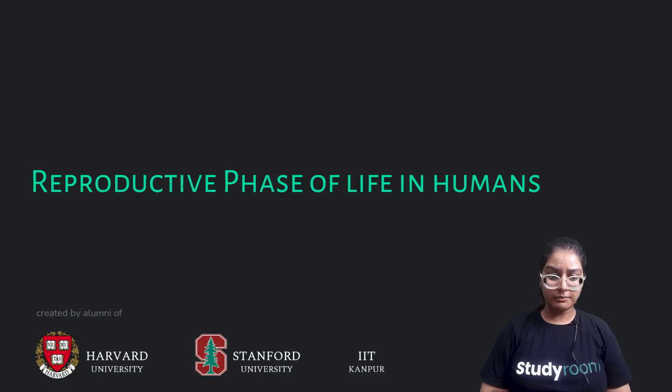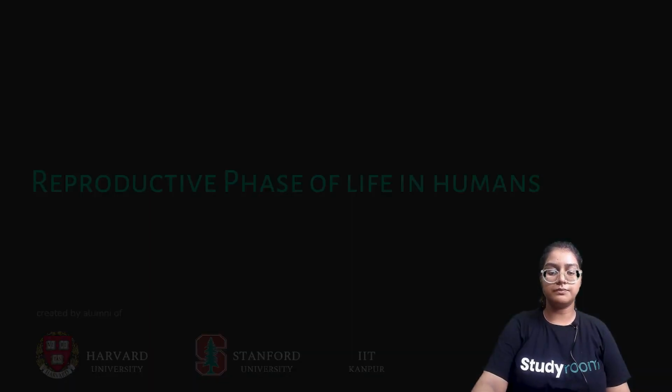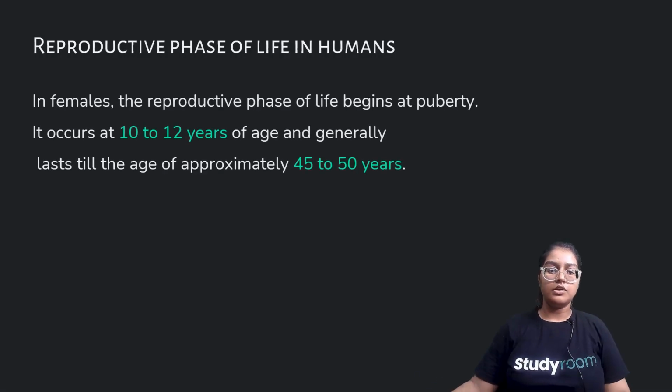Today we'll be learning about various reproductive phases of life in humans. So we'll be focusing on reproductive phases which typically belong to humans. So, reproductive phases of life in humans. In females, the reproductive phase of life begins at puberty.